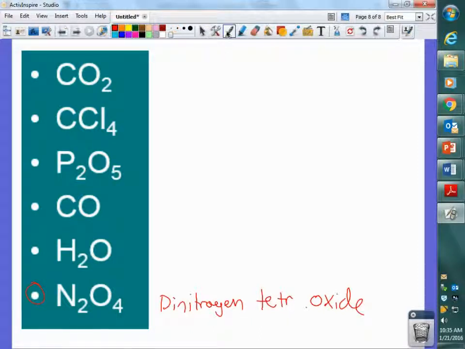Next, let's take a look at this one right here. Okay? H2O. I know you guys know that it has a name, right? It has a common name. We call it water. But we can use the naming system that goes along with it. So, what's the first word of the name of this compound going to be? Dihydrogen. Okay?